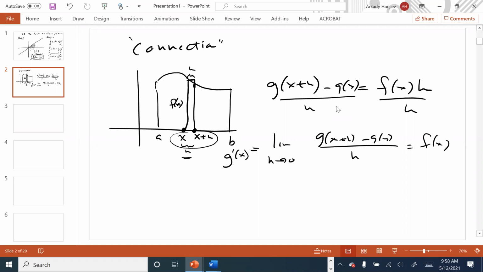So we have our equation here. Just want to make sure we write it right.